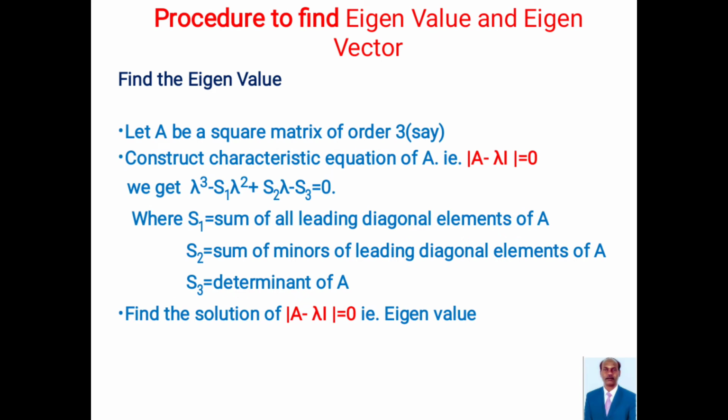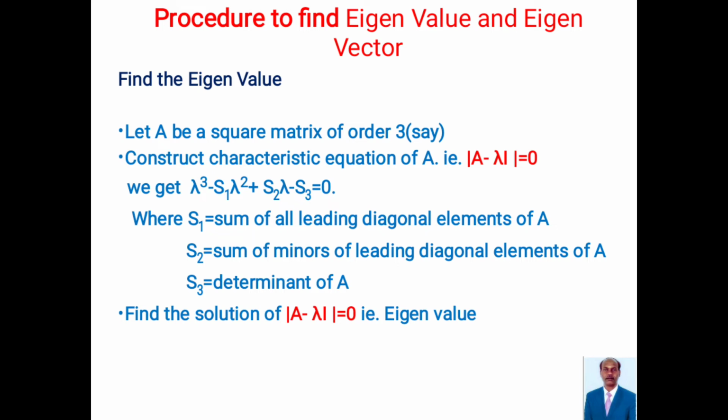So now we can discuss the procedure to find eigenvalues and eigenvectors. First, find the eigenvalue. Let A be a square matrix of order 3. Here we consider 3 for easy understanding. If you want, you can consider any order.